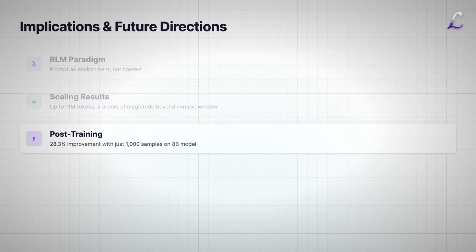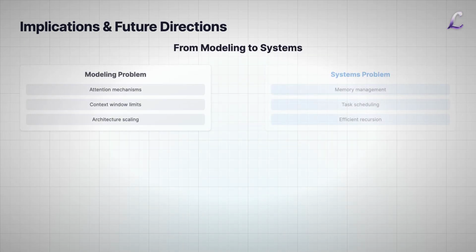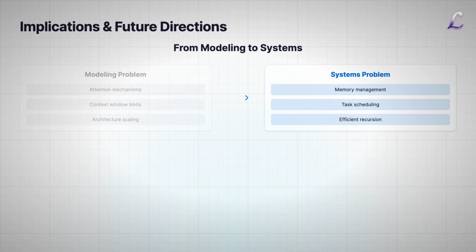The Qwen results suggest this behavior is distillable, meaning we could soon have small, specialized recursive agents running on consumer hardware. This shifts long-context AI from a modeling problem to a systems problem, a challenge of memory management, scheduling, and efficient recursion.